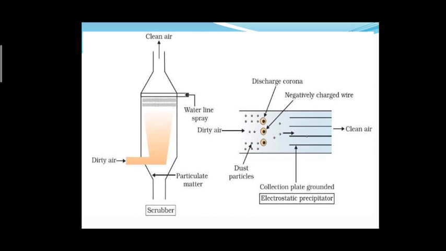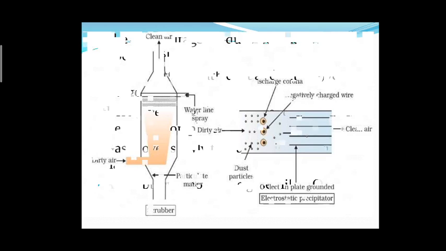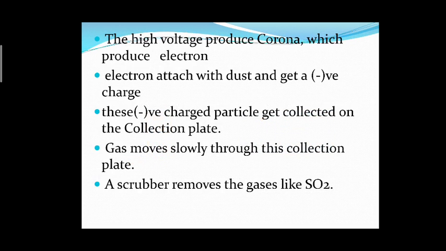You can see a scrubber in the first image. This scrubber can remove hazardous gases like sulfur dioxide, because when sulfur dioxide contained in the exhaust joins with water vapor, it produces sulfuric acid. This is the mechanism described.